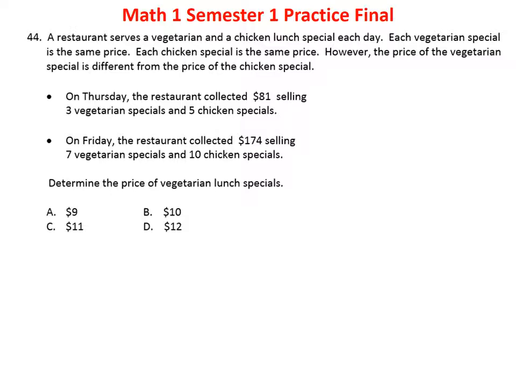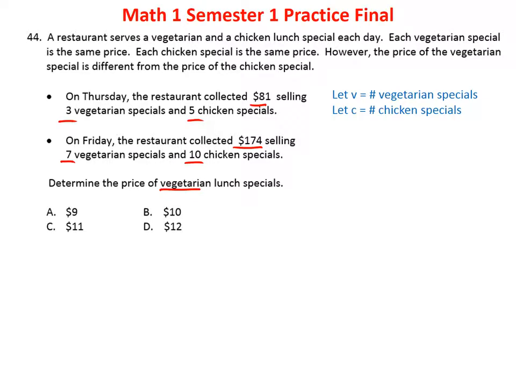Problem 44 has to do with a restaurant serving vegetarian and chicken meals. It tells us on Thursday they made $81. They sold 3 vegetarian meals and 5 chicken. On Friday they got $174. They sold 7 vegetarian and 10 chicken.